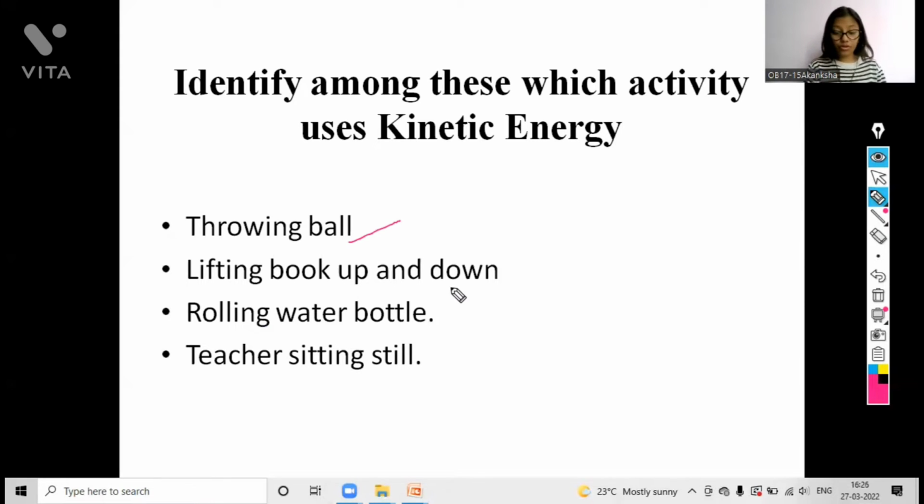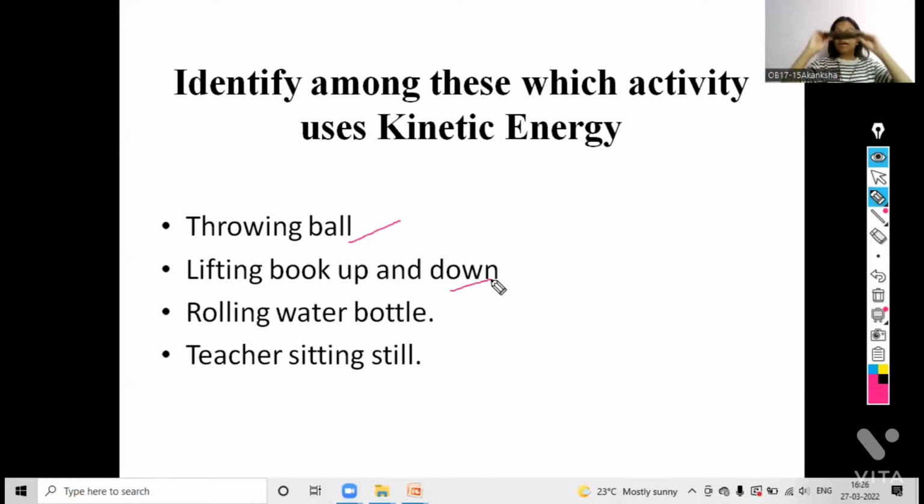Now moving on to the second option, lifting a book up and down, right? If I have this phone right here, you can consider this as a book, or as a phone. If I move it up and down, up and down, as you can see, this phone is in certain motion because it is going up and down.